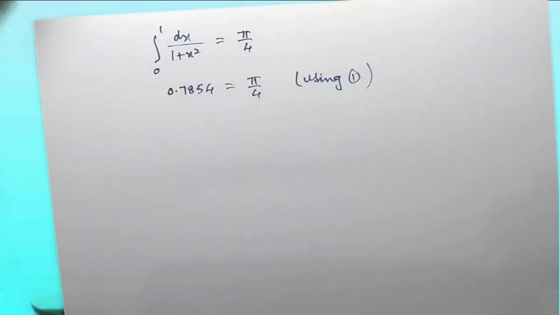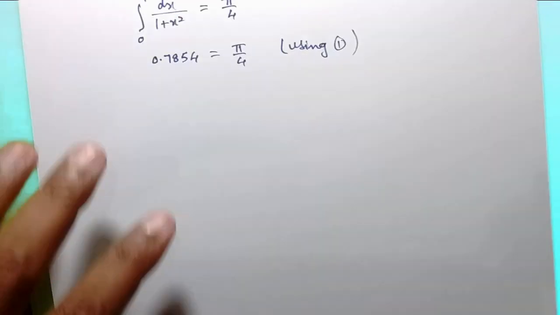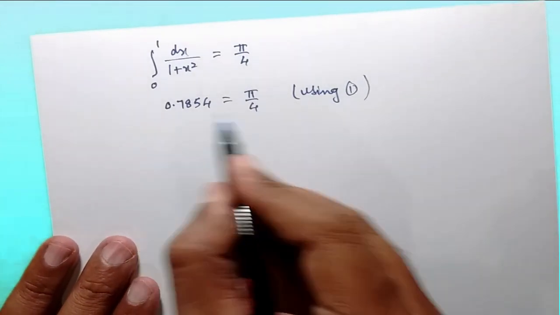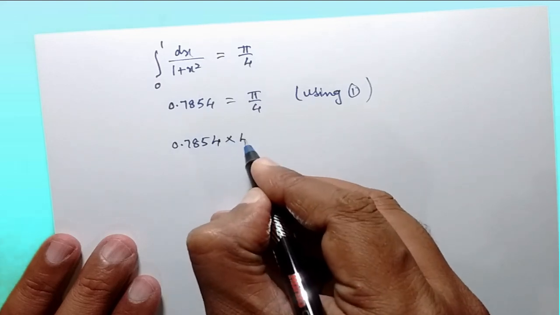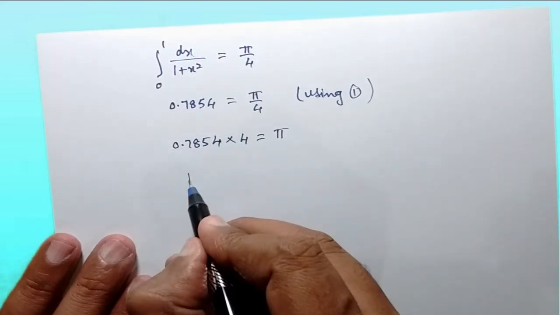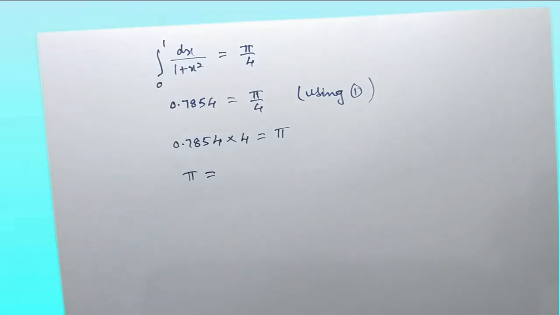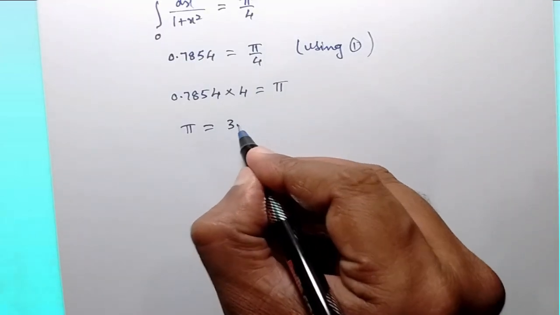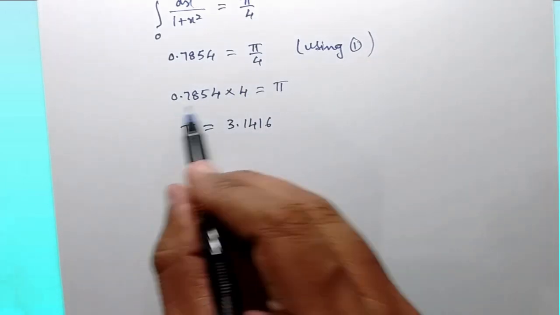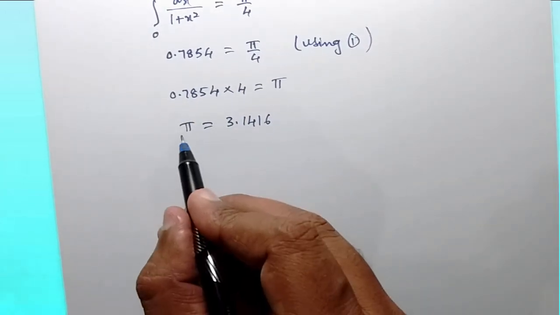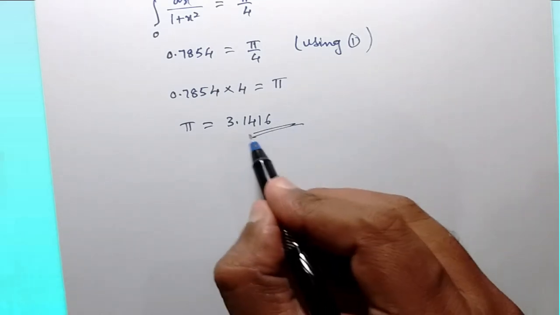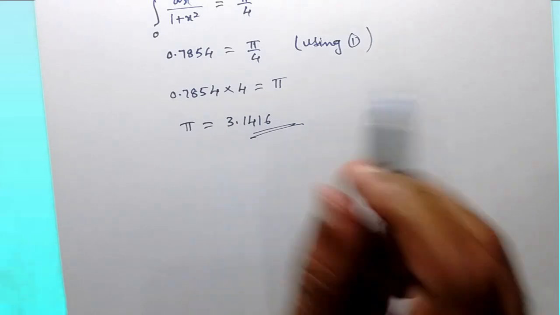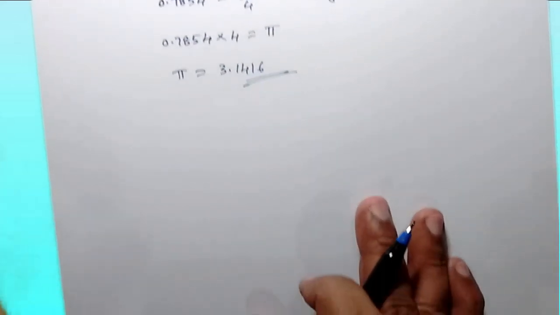Further, you can just cross multiply this. Cross multiplying the 4 to the other side, we get 0.7854 into 4 equals pi, or pi equals, just multiply and see what value you get. Are you getting the value as 3.1416 if you multiply? Is it not that the pi value is also 3.1416? So which means we have verified the solution, and the question was to find the value of pi, and we have got the value of pi.